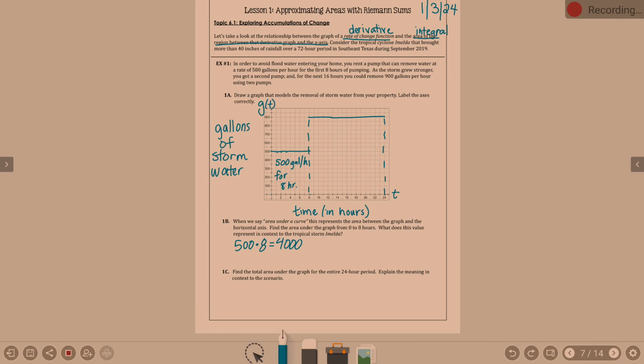Now, answer this last part. What does this value represent in context to the tropical storm Imelda? 4,000 gallons after 8 hours. Yeah. A total of 4,000 gallons of storm water was removed during the first 8 hours. 8 hours of the storm.